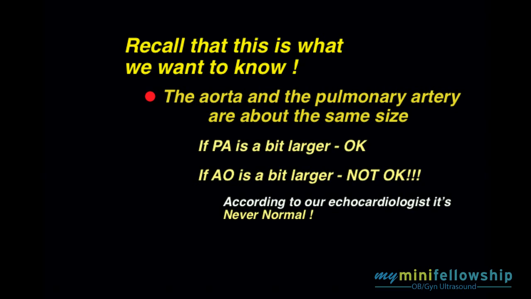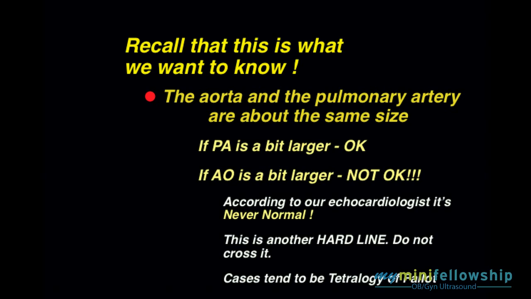According to our principal echocardiologist, it's never normal. So for me, this is another hard line that I never cross. I'm either happy that the PA is bigger than the aorta, or that they're identical in size. But if I think the aorta is even slightly larger than the pulmonary artery, I'm going to pick up the dictaphone and recommend an echocardiogram. The cases tend to be tetralogy of Fallot, but aren't exclusively tetralogy of Fallot.